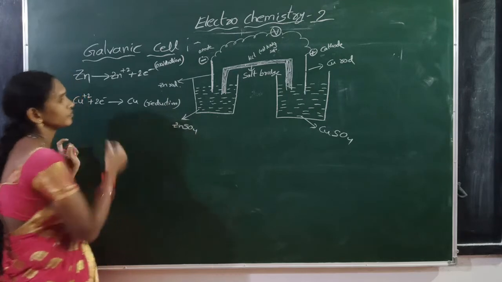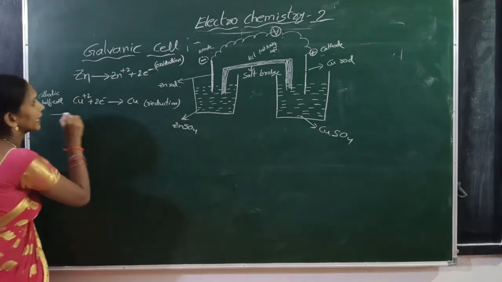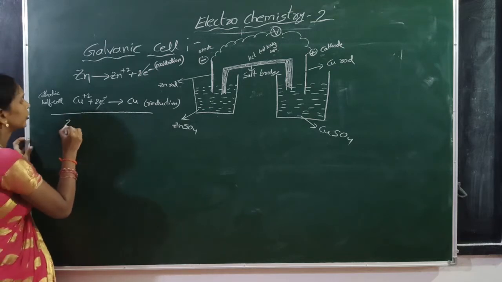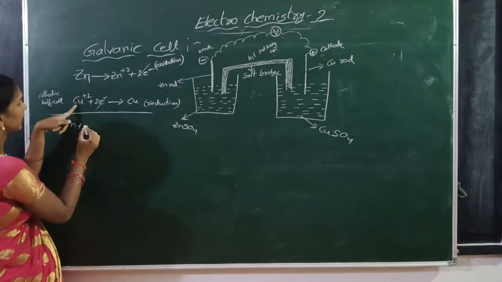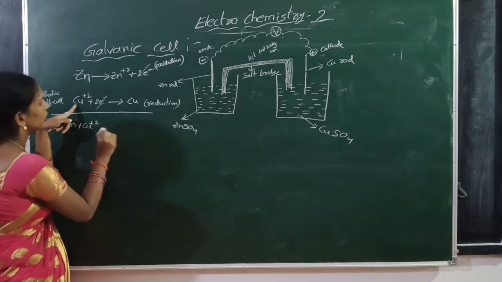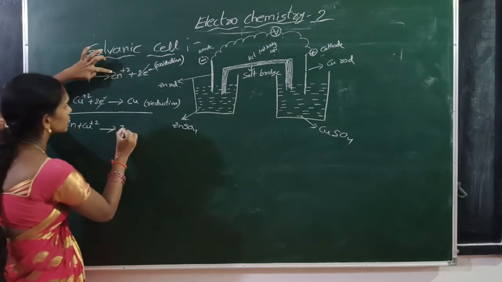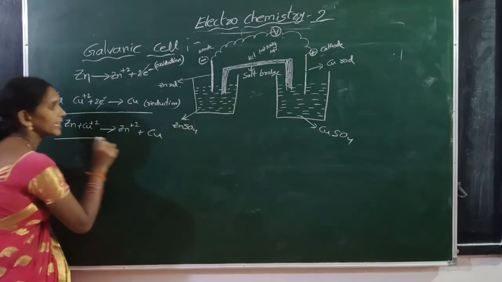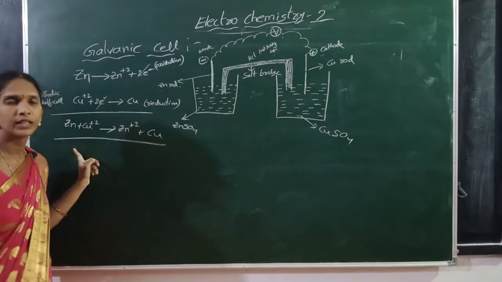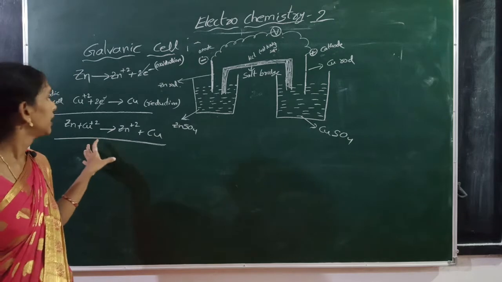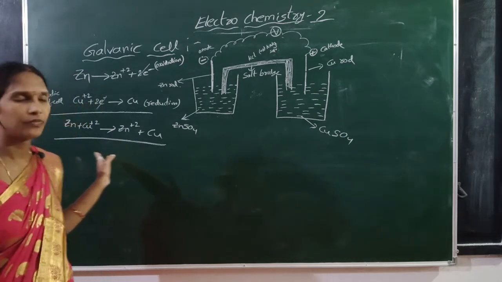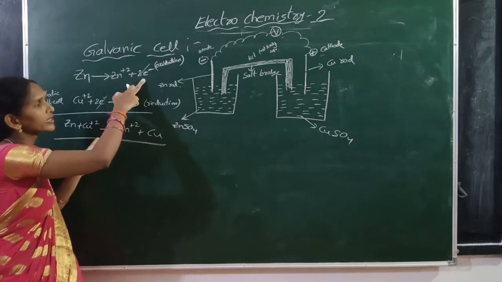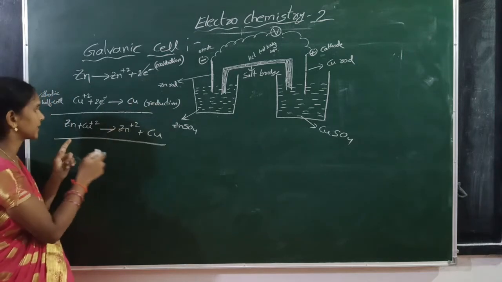The cell reaction: the 2 electrons cancel, so Zn plus Cu2+ gives rise to Zn2+ plus Cu. This is the cell reaction, and it is also called a redox reaction. Redox reactions mean both oxidation and reduction take place.